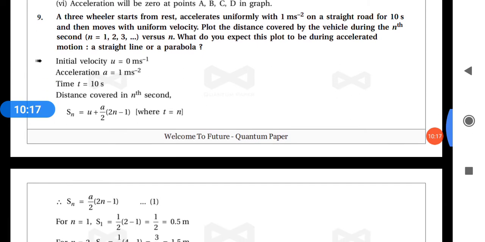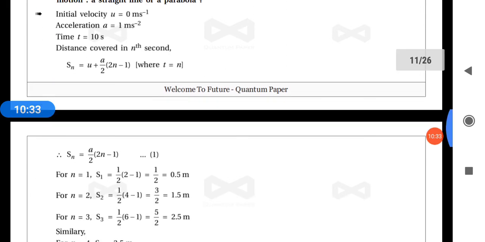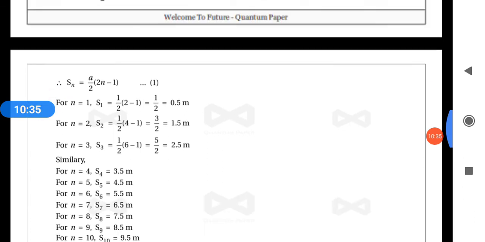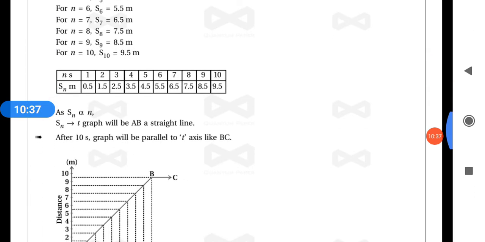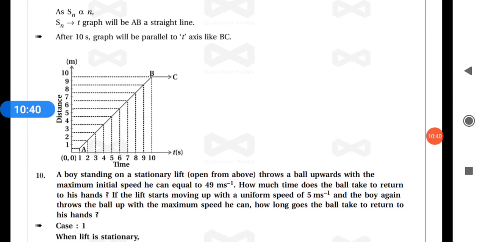So the distance covered in the nth second, Sn is equal to u plus a by 2 times (2n minus 1), where t is equal to n. So for 1, 2, 3, 4, 5 seconds, we will get the answer. Here we put u equal to 0, and we will get a straight line. Now see in this graph, 1 2 3 4 5 6 7 8 9.